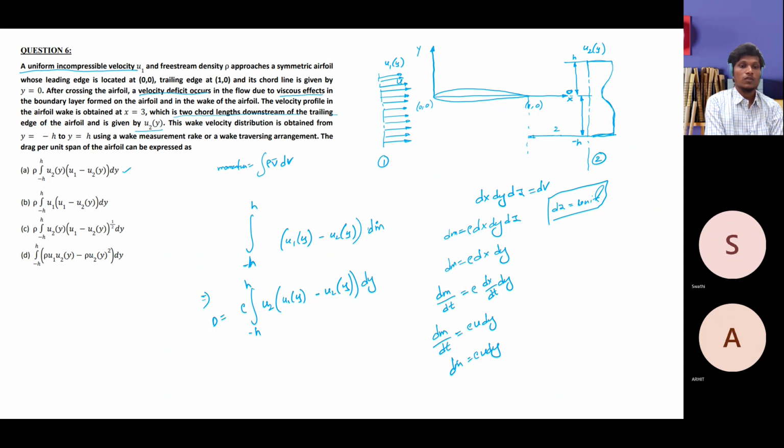This is u2 squared. Right, so A and D are the options representing the same thing. They just took that u2 inside the brackets, inside the braces, and it's the same thing. So the correct options are A and D.